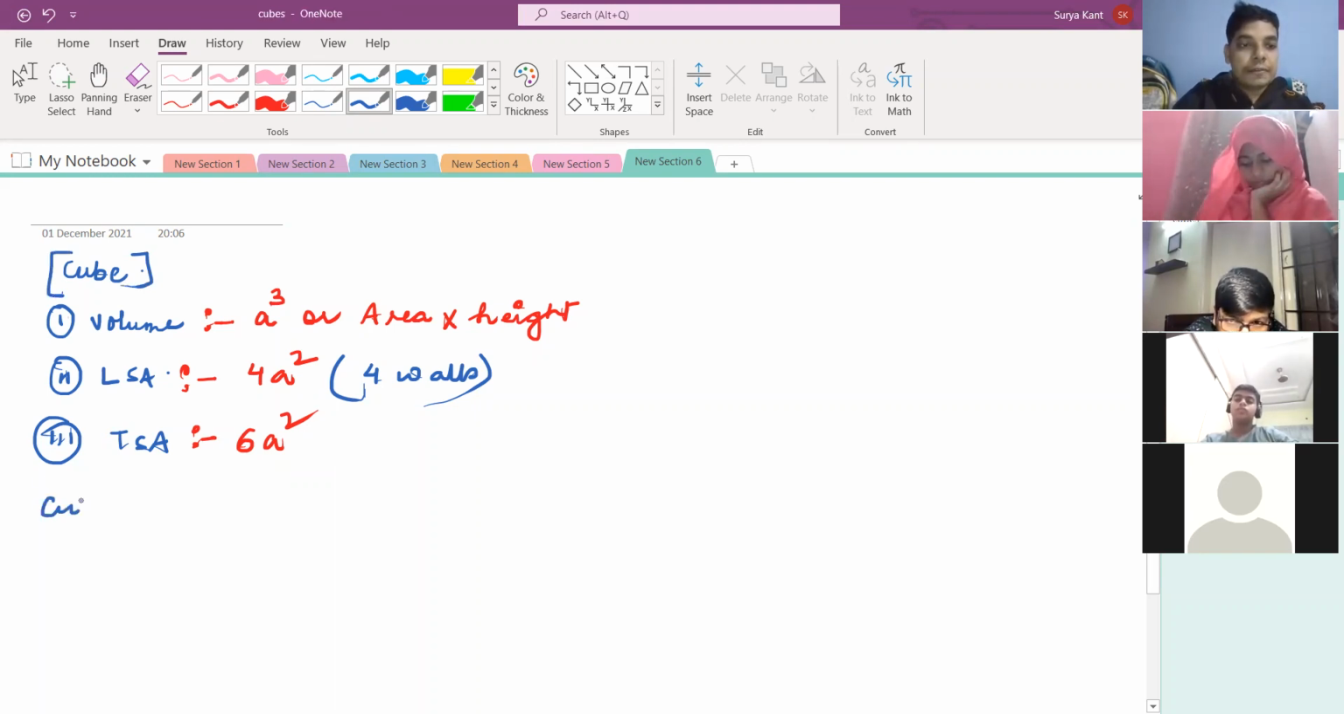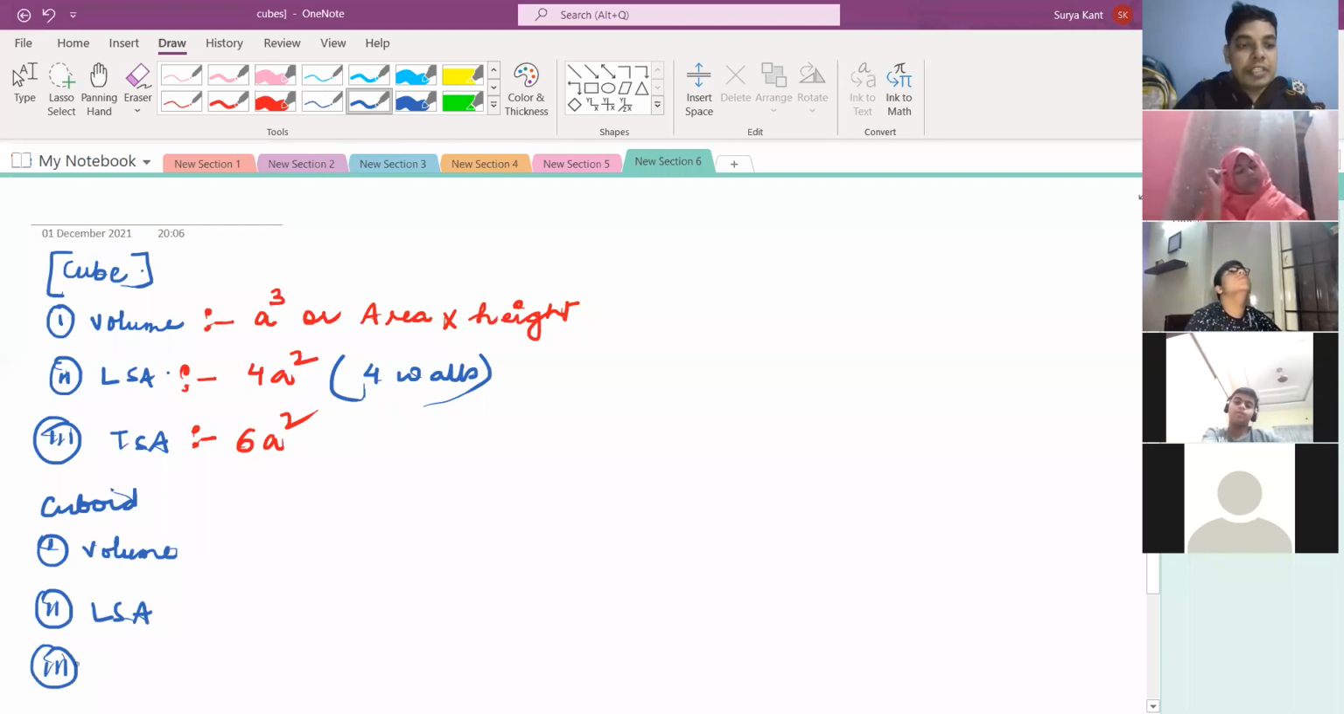Cuboid. First is volume. Second one is LSA. And third one is TSA. So here also, same thing.